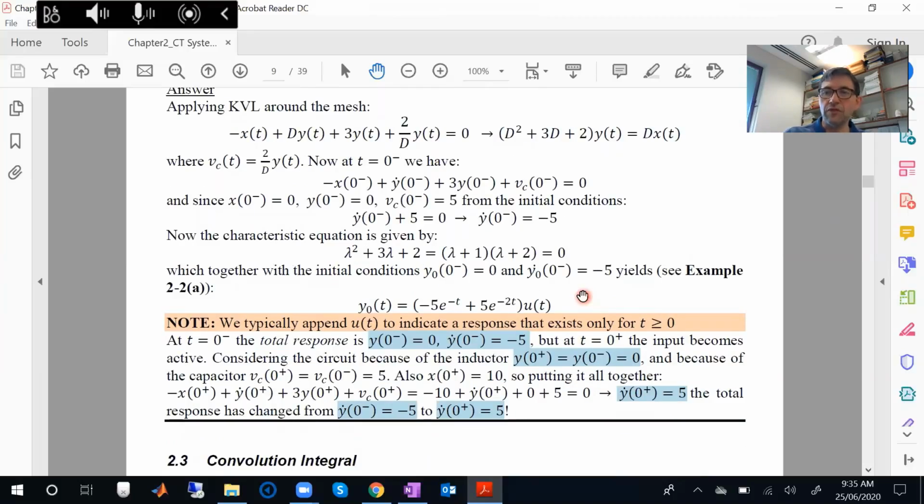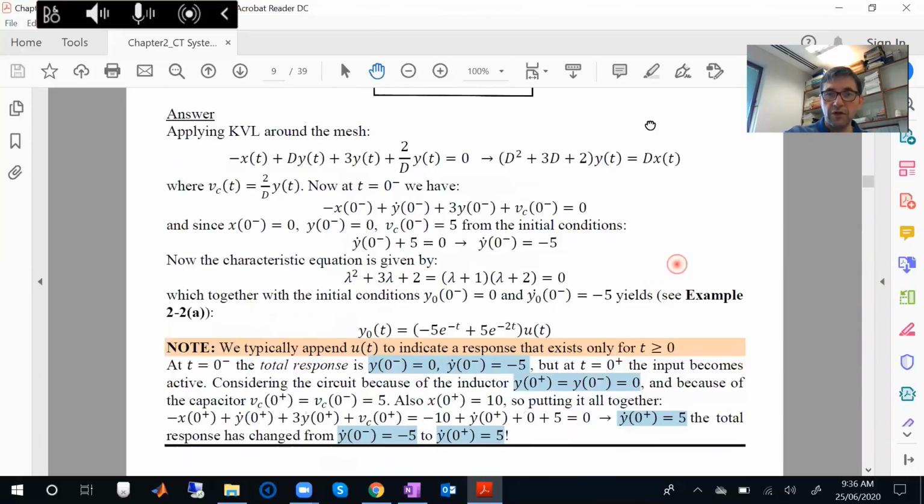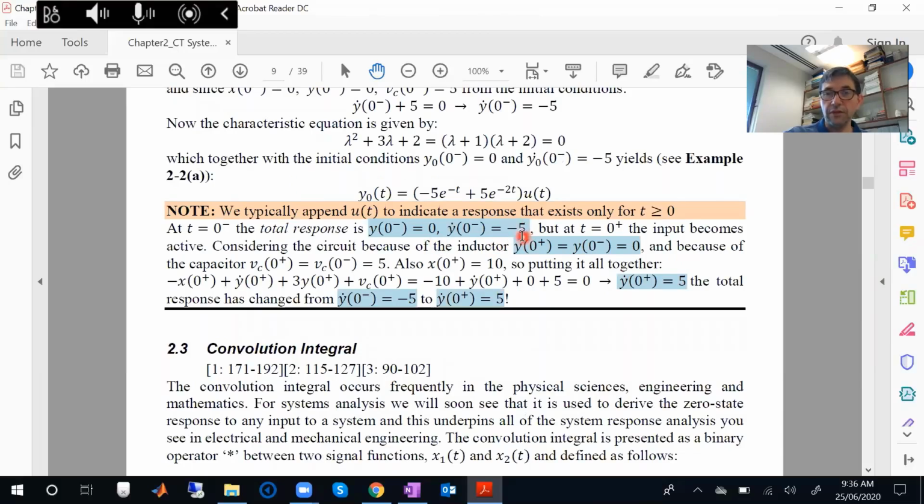This is just to highlight what we mean by the 0 minus and 0 plus concept. So I'll read this through and highlight. Just before you switch on the input, the total response, what the circuit actually does, is of course that the output current is 0, because there's no current through the inductor, the input has not been applied. We also saw that the voltage across the capacitor was 5, and from that we derived this. So that is also true before we applied the input.